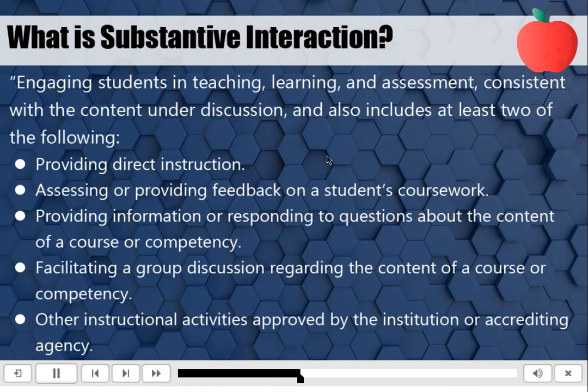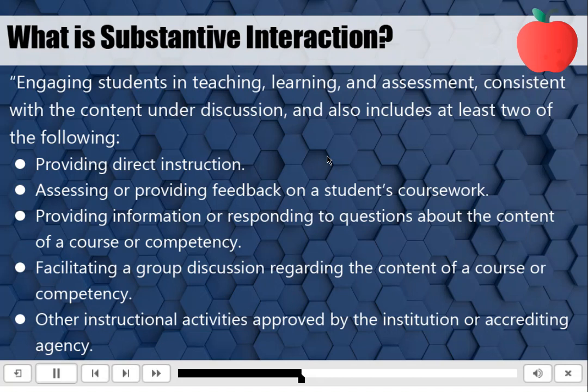So what is substantive interaction? It is engaging students in teaching, learning, and assessment consistent with the content under discussion. So it's going to be engaging them in the content under discussion, meaning in those modules or in those weeks, and it's again tying back to those objectives. So it has to include at least two of the following.